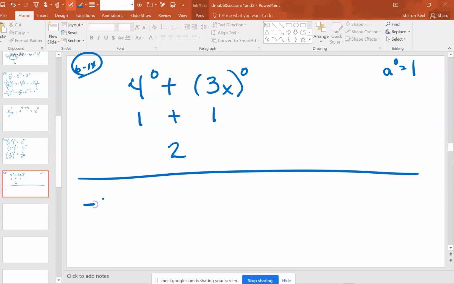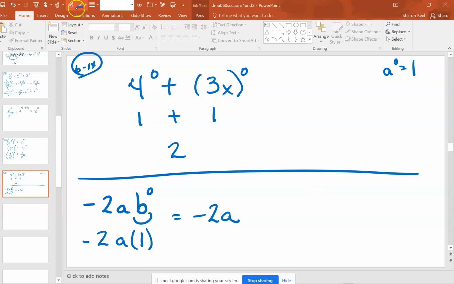Let's look at this. Negative 2ab to the 0. Now here, what is raised to the power of 0? Only the b. So we still have negative 2 times a, and the b becomes just the number 1. So what's negative 2 times 1? Negative 2a would be our answer for this one.